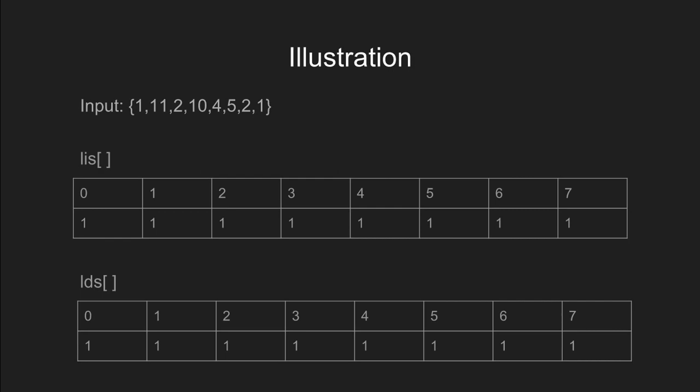The input array is 1, 11, 2, 10, 4, 5, 2, 1. We'll calculate the LIS array and the LDS array. Then we will calculate LIS plus LDS minus 1 for each value and return the maximum of it. Initially, both the LIS array and the LDS array are set to 1. Refer to the video on the LIS problem, and we fill the LIS array this way.